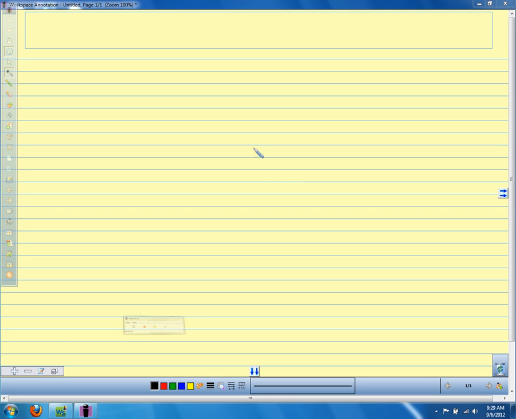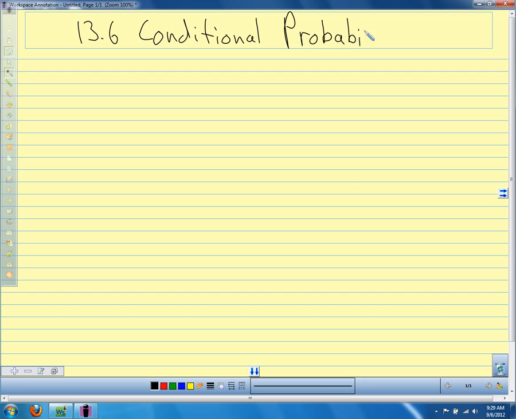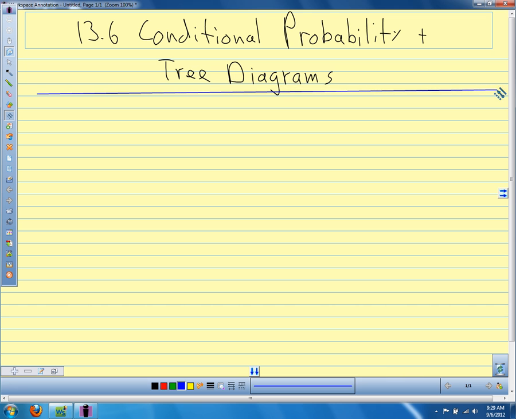All right, so we'll call this section 13.6. It's the last probability thing that we're going to talk about for our first unit. We're talking about conditional probability, and we'll also talk about tree diagrams. We used tree diagrams a little bit when we talked about counting principle, but we're going to do a little more with them today.